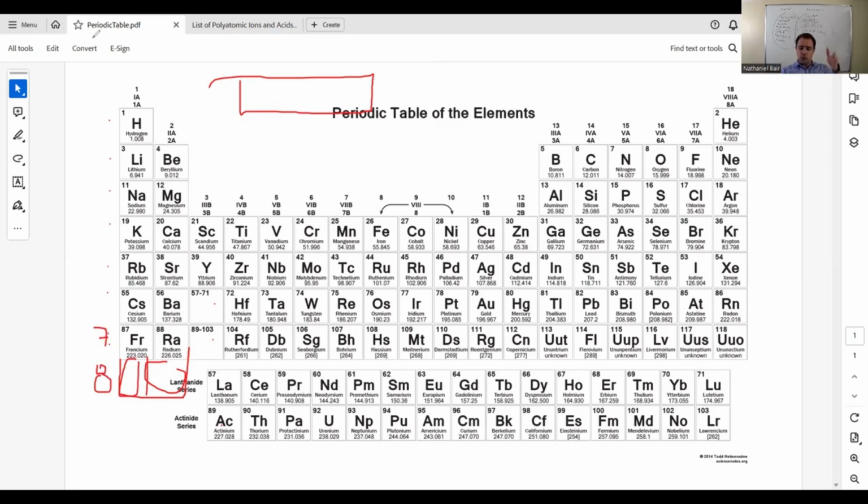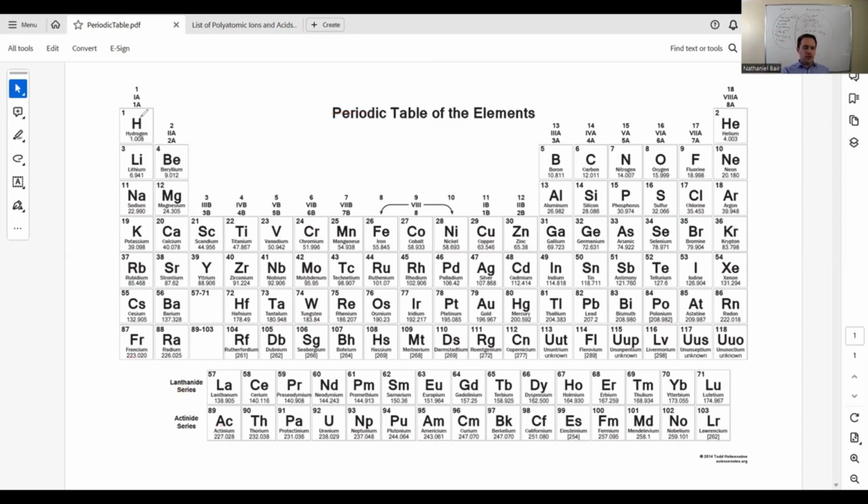Vertical columns are called groups and families. Horizontal rows are called periods. They are called periods, and that's where the periodic table gets its name, because it's arranged in rows or periods. Cool. So let's talk about this.